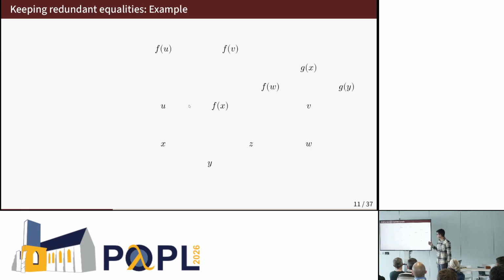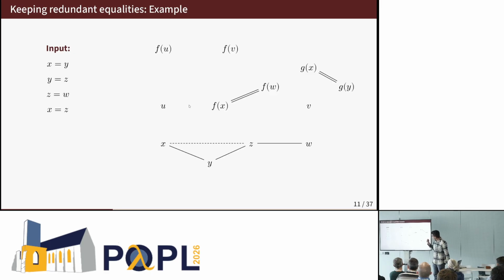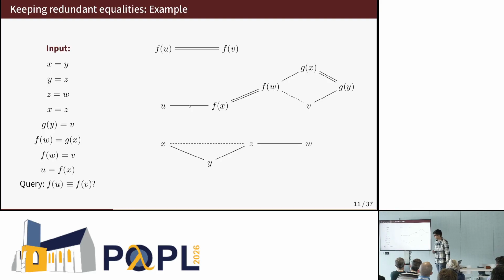So let's go over the example again. Everything starts the same, so x equals y, and so on. But once we have this x equals z equality, which was redundant, we don't discard it. We add it to the graph using this dashed line here, which represents a redundant edge. So we continue. Later on, we have another redundant edge here between f of w and v, which we add again, and so on. And then at the end, we're trying to find the explanation for f of u and f of v. So it starts out the same.